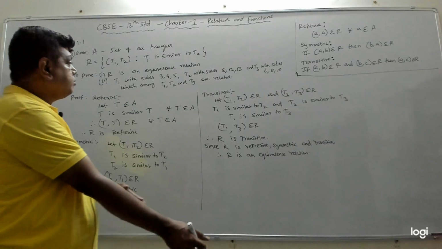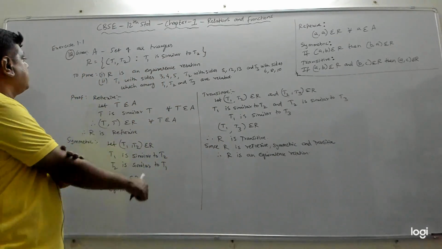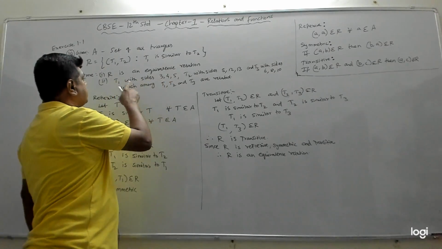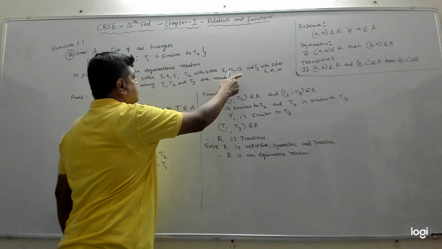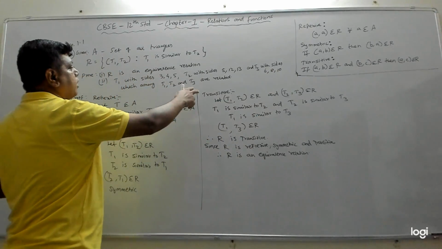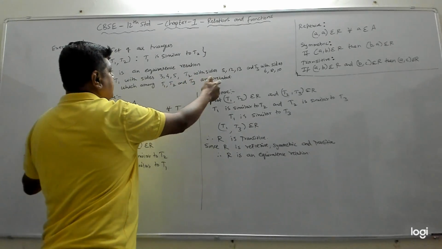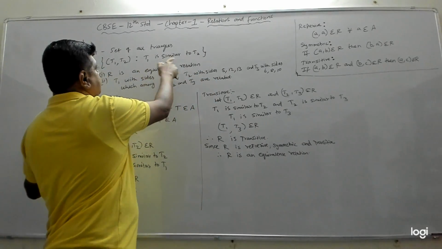Fine. Now the second, so this is the first part. The second part is T1, there are three triangles. T1 has these three sides, T2 has these three sides, T3 has these three, 6, 8 and 10. We have to see which among the two are related, which means which of the two triangles are similar. Because only when the triangles are similar, they are related as per this.